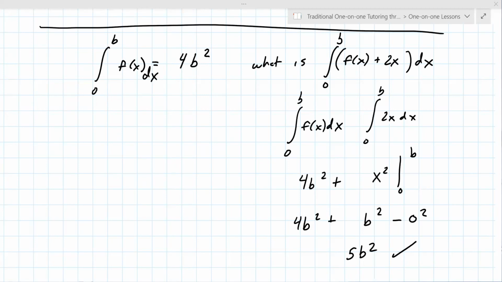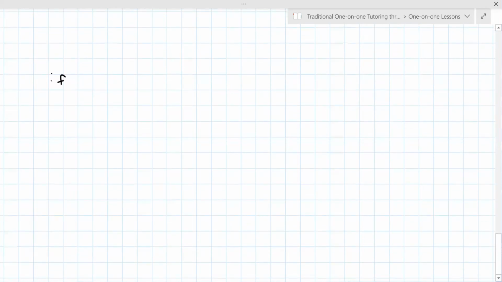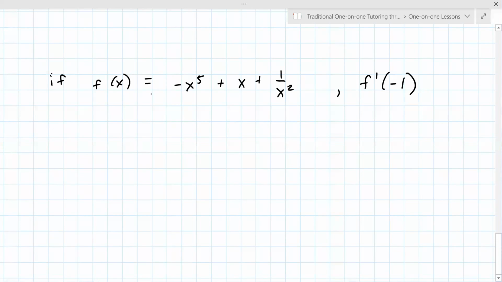This actually, I think it's better if I type these, write these. Okay, so it says if f of x equals minus x to the 5th plus x plus 1 over x squared, they're asking for f prime of -1. So they give you the function. You have to be able to take a derivative and evaluate the derivative at a point.